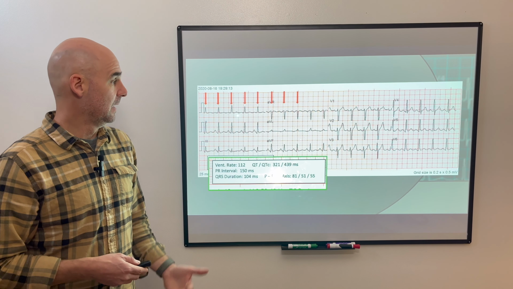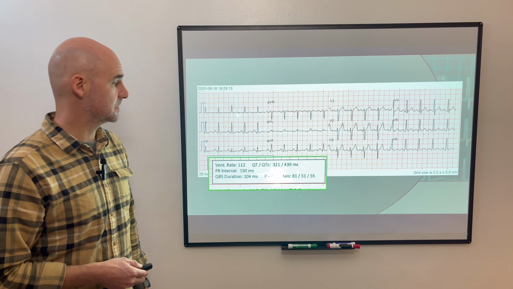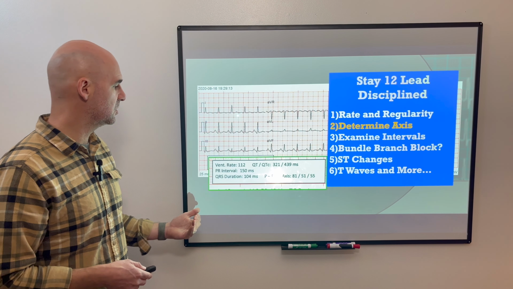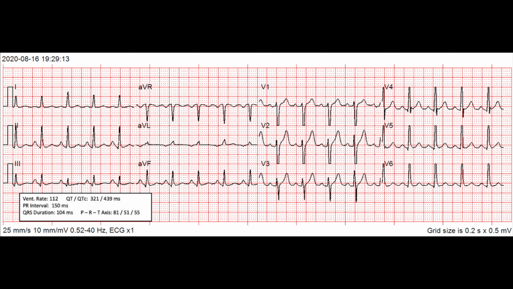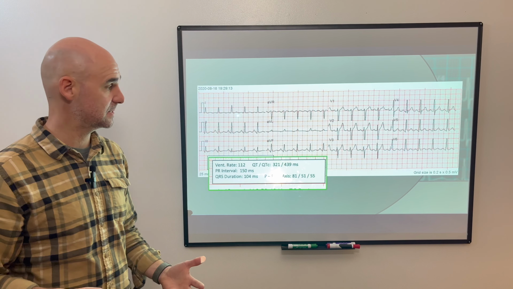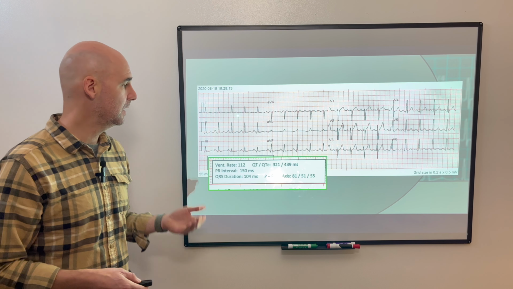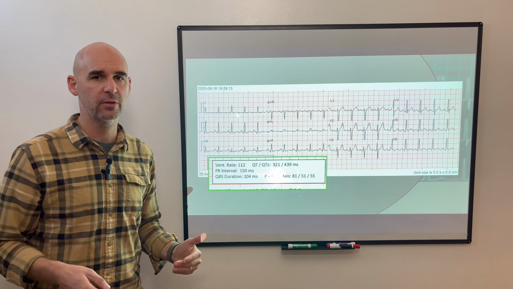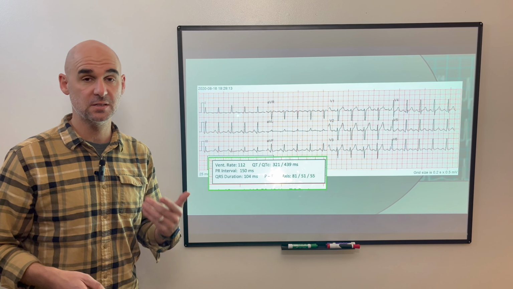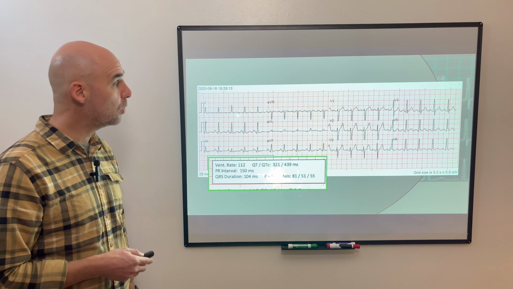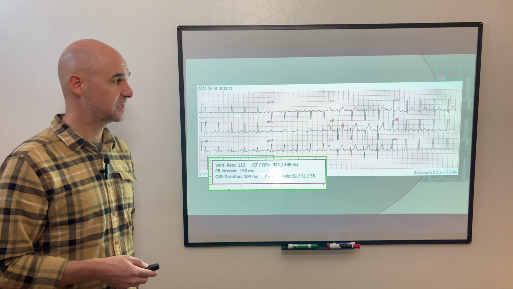All right. Now we're going to look at the axis. So to determine that axis, we can do one of two things. We can look at the leads. Lead 1 is upright, lead 2 is upright, and lead 3 is upright. Or if we look at our numbers, we can see that it is saying 51 degrees. So in this case, that would be normal axis. It's between 0 and positive 90. Leads 1, 2, and 3, all the QRS complexes are positive, or upright. That's normal axis. The conduction system is working normally. Hopefully that makes good sense now.